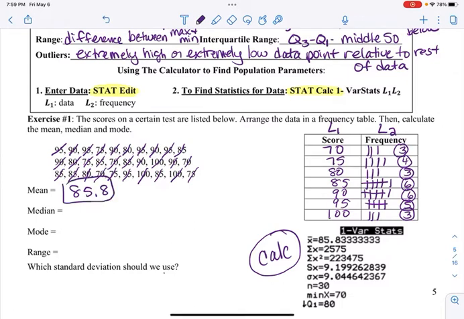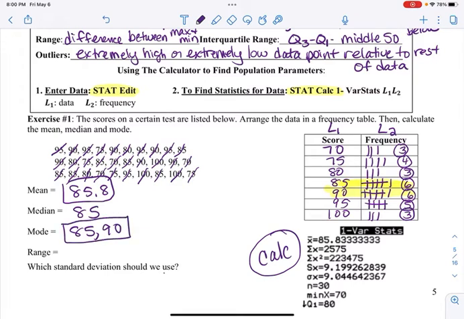The median was 85. The mode, there were two modes. Well, the mode I didn't find from my calculator. The mode is right here. See how both of those occurred 6 times? So there are two modes, 85 and 90, right? We don't really use mode too much.